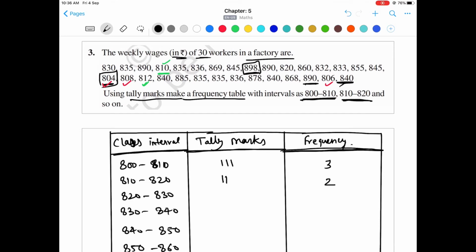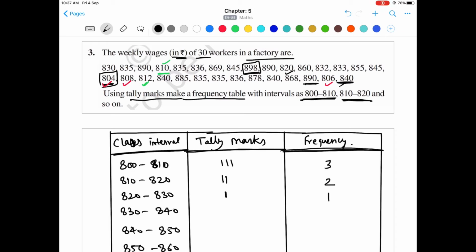820 to 830. So let's count. The first we have is this 820, and so we have only one number here. Frequency tally mark will be 1, frequency is also 1. Next we have 830 to 840.